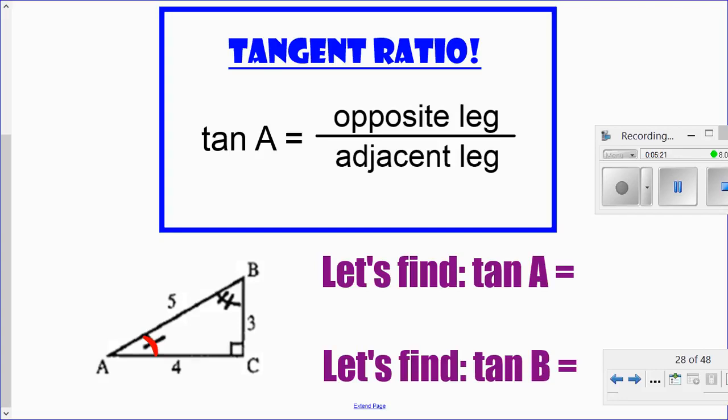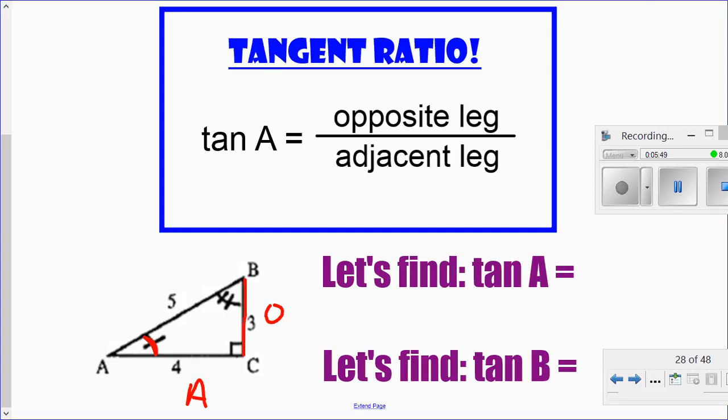So I'm going to go across from angle A, and across from angle A is line segment BC. So that is the opposite, and I'm going to write O. And then the adjacent, well, it can't be the hypotenuse, so it's the one that's right beside angle A. That would be the one that's marked 4, that is the adjacent.